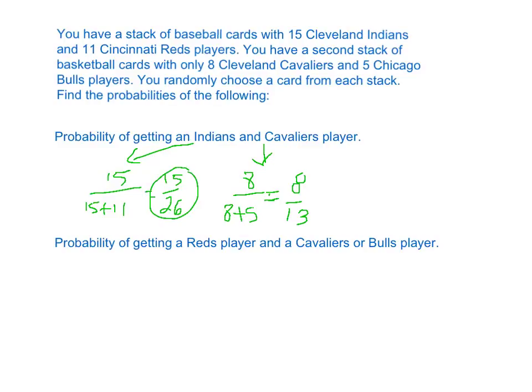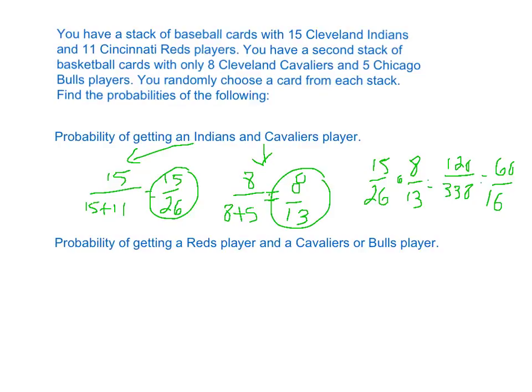You've got to take these probabilities and multiply them together to see what the chances are of those two things happening one after the other. So we've got 15/26 times 8/13. When you multiply that together, that gives you 120 over 338, but that can be reduced. So we're looking at 60 out of 169.